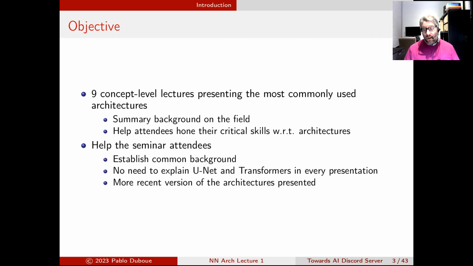It's also very common that people come from different directions and backgrounds, and then communication is complex. One of the nice things about having these introductory lectures is that then there is no need to explain UNets and transformers in every presentation. But of course, the seminar itself will cover more recent versions of the architectures presented.